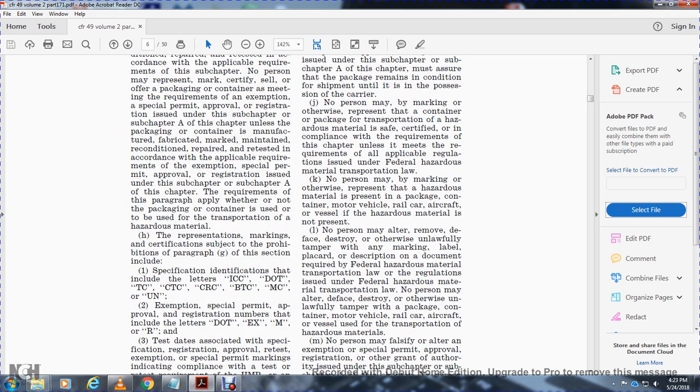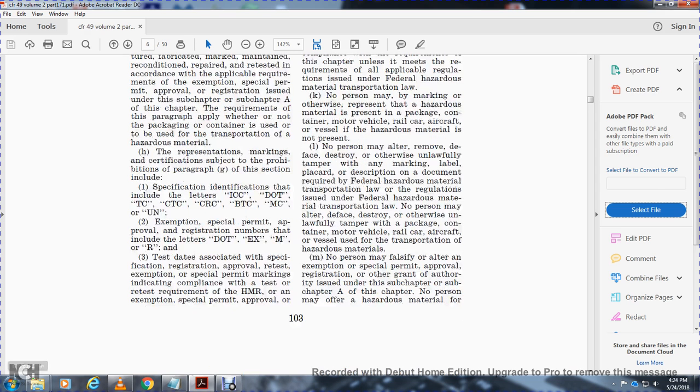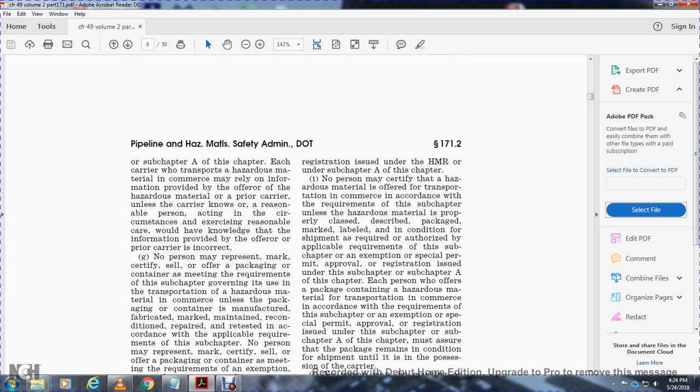The representation, marking, and certification prohibitions of paragraph (g) of this section include specification markings, including the letters ICC, TC, CTC, CRC, BTC, MC, and UN; exemption, special permit, or approval registration numbers, including the letters EXM and R; and test dates associated with the specification, testing, retesting, exemption, special marking in compliance with the test and retesting requirements for hazardous material, and exemption, special permit, or approval registration issued for hazardous material regulation under subchapter A of this chapter.